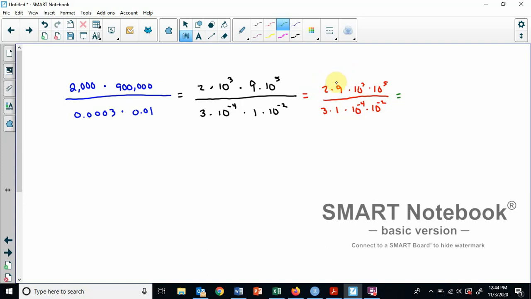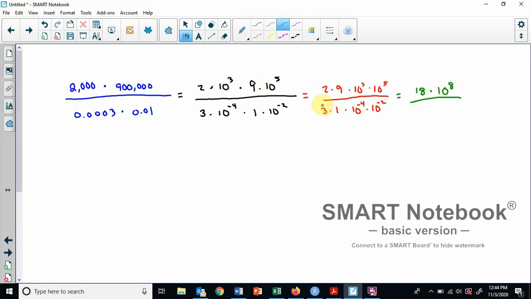Because I do know 2 times 9. 2 times 9 is 18. And wait, 10 and 10 are the same base. I could just use an exponent rule to combine these two 10s. 3 plus 5 would give me 10 to the 8. So I have 18 times 10 to the 8th. That's scientific notation right there. I've converged these two scientific notations into a single scientific notation.